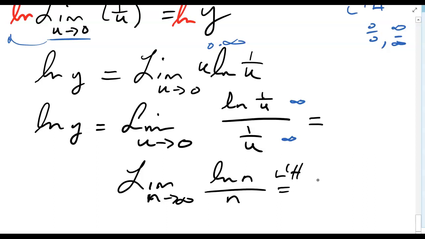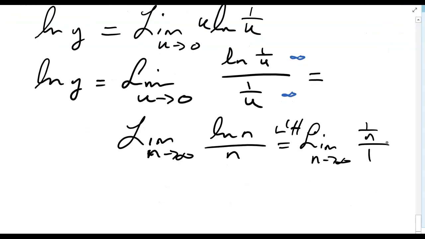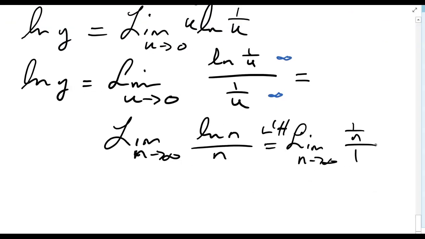So L'Hopital states that it's the limit of the derivatives. The derivative of ln n over n, which is 1 over n over 1, because we just took the derivatives, right? Well, that limit we can now work out. The limit of 1 over n as n goes to infinity goes to 0.